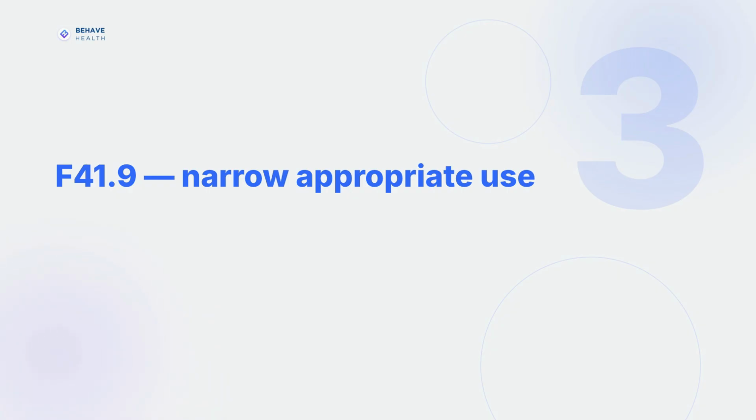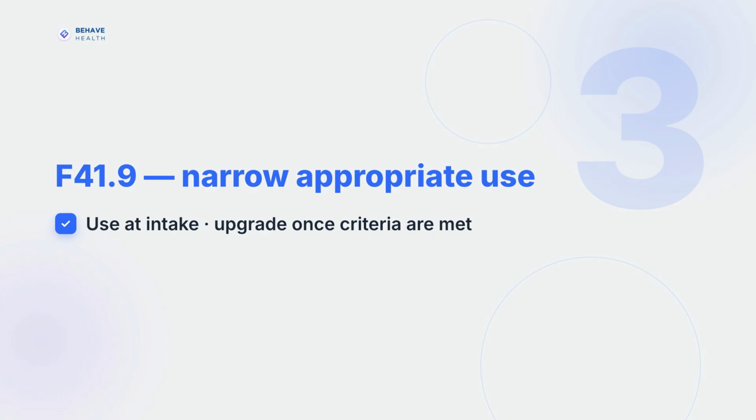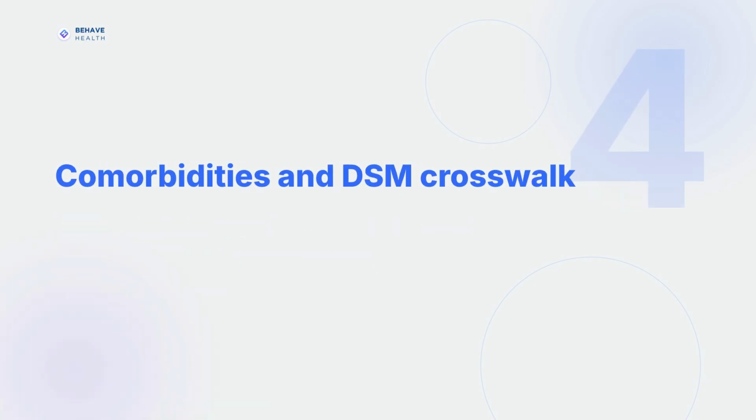F41.9 is appropriate before a definitive diagnosis is established. Once evidence supports GAD, upgrade to F41.1. Repeatedly using F41.9 for a client who meets GAD criteria raises audit scrutiny and may signal inadequate assessment. Two more distinctions: comorbid coding and the DSM to ICD crosswalk.